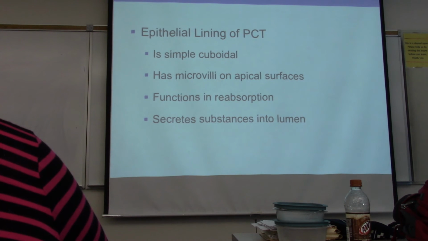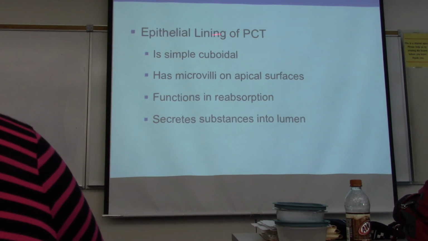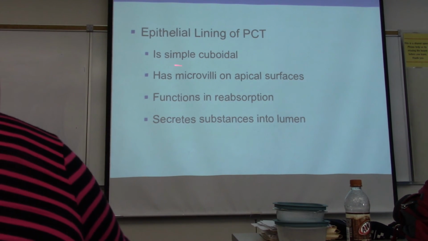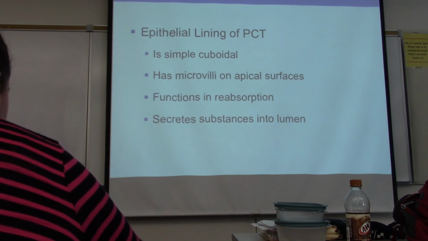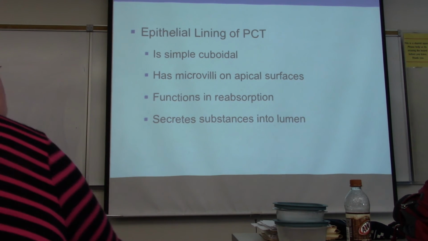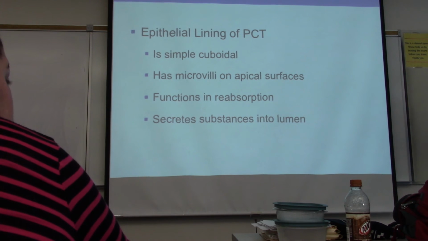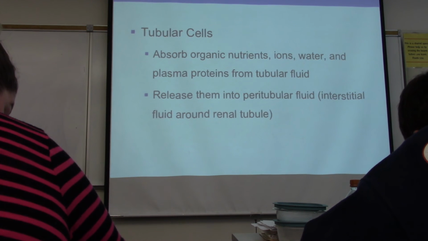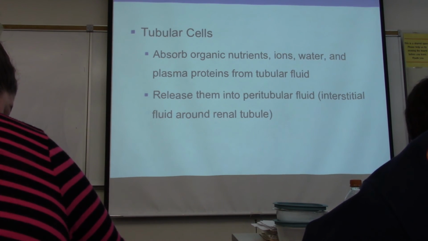The book goes into a lot of effort and talks about how the epithelial lining of the proximal convoluted tubule is cuboidal, and it has microvilli. The reason it has microvilli is because it is reabsorbing so much water that it needs that extra surface area that villi give it to reabsorb all this water. I think we've said enough about these cells.